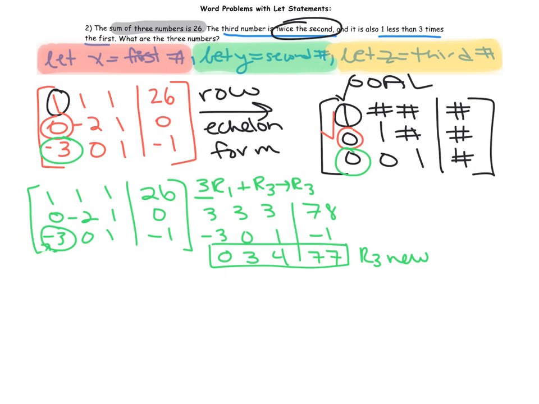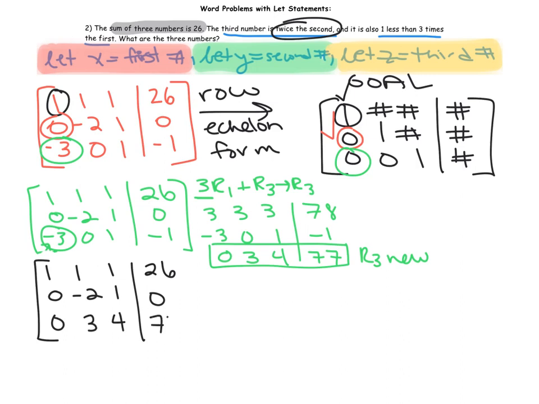All right. So we have, again, nothing changed about the first row. I have 0, negative 2, 1. Nothing changed about the second row. And now here is my third row. So now that's been taken care of. Okay, let's just keep going. I want to turn that negative 2 now, which is here, into a 1. So let's do that next.